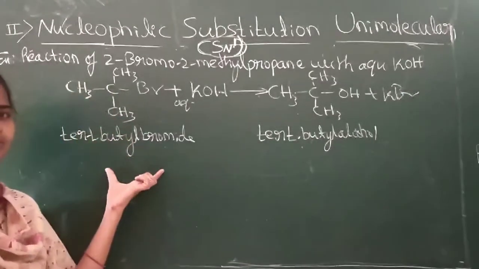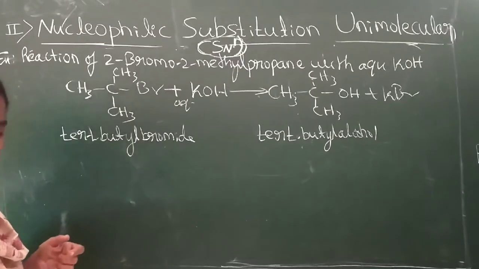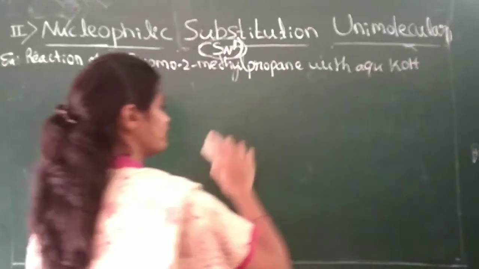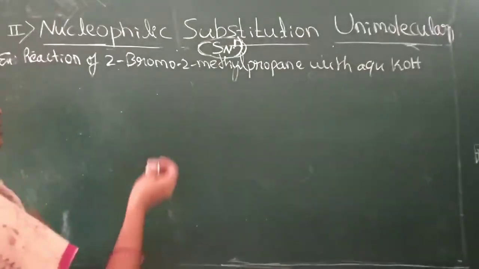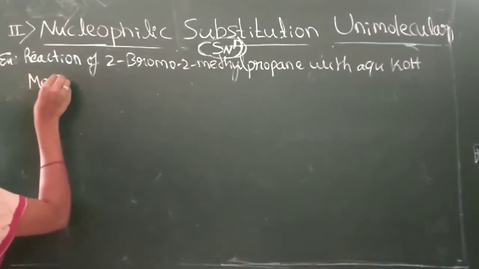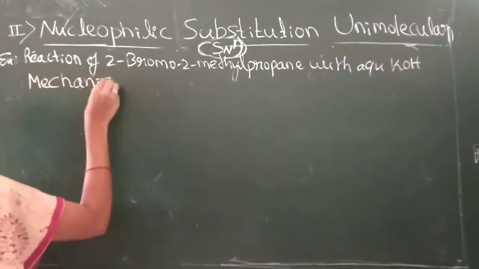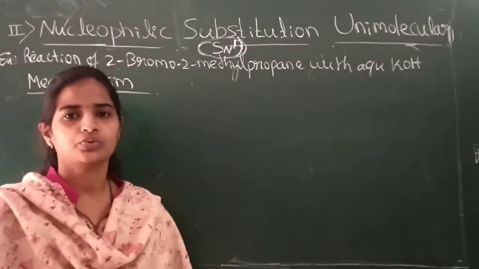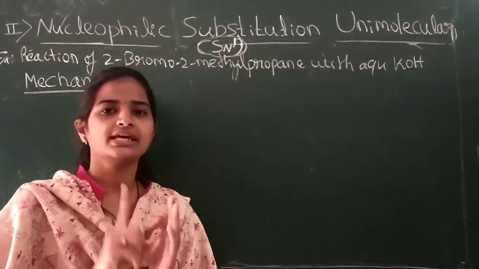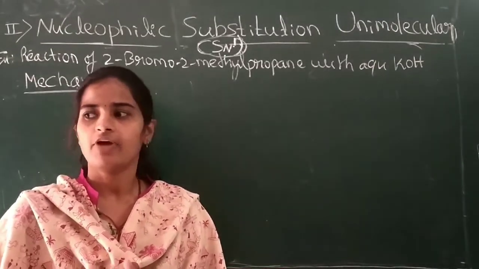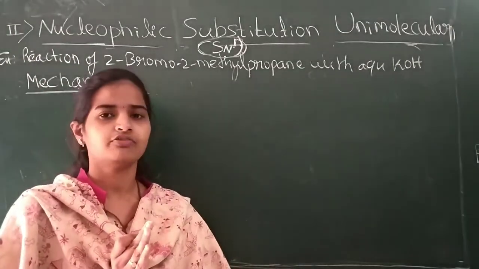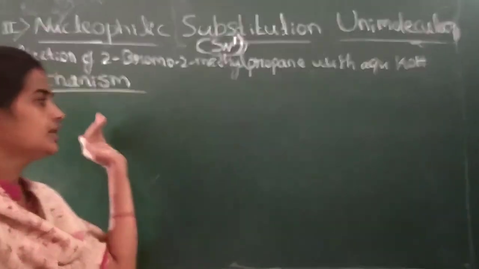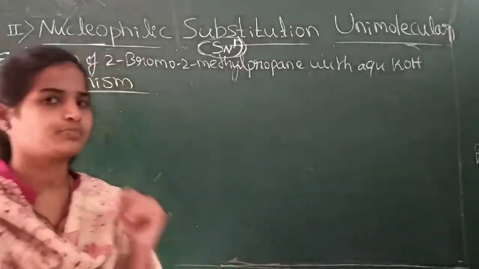First, write down this reaction. Then write the side heading: mechanism. Now we have written the reaction, and we are writing the mechanism involved in this particular reaction. This mechanism includes two steps, unlike SN2. The SN2 mechanism is a single-step mechanism, where the attack of the nucleophile and the detaching of the halide ion take place simultaneously, at the same time. But here there are two steps.